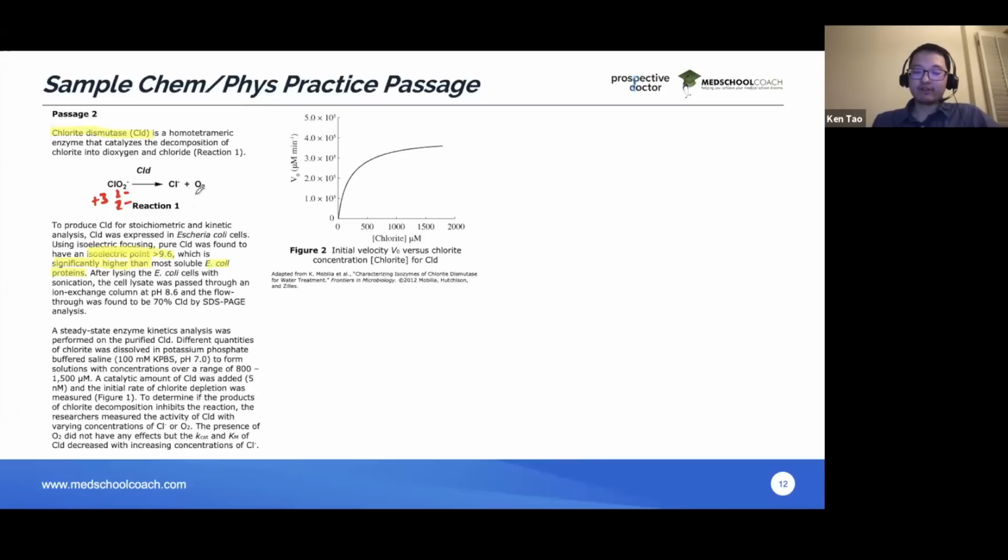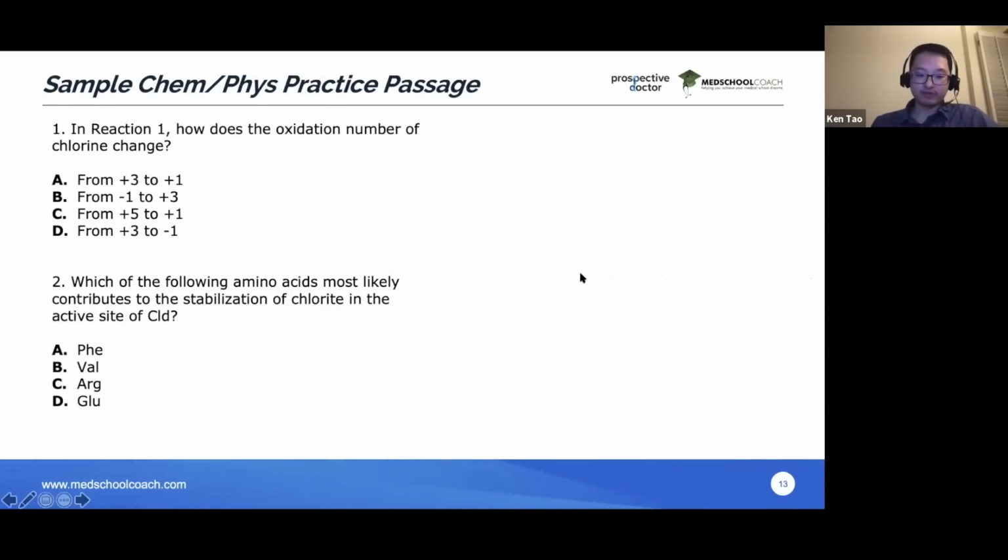So then if we're looking at chlorine in our product, what is our oxidation number now? That would be the charge of the overall ion here because it's a monatomic ion, so it would just be -1. Perfect. So this one is just content knowledge applied directly to the passage. We can see that our oxidation number for chlorine went from +3 to -1. So we're looking for an answer choice that matches that. And of course, that perfectly matches answer choice D. So that has to be our correct answer.